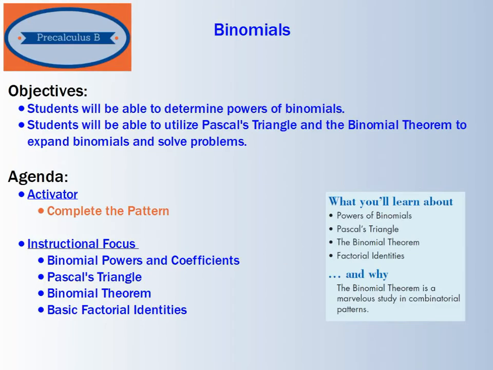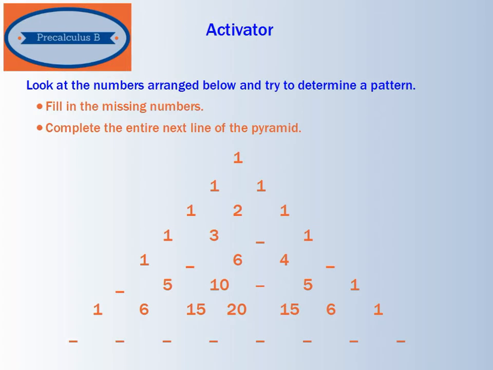For our activator, we took a look at that pyramid, the different patterns, and we asked you to fill in the missing numbers. Well, let's just take a quick look at that. If we notice, we started with a 1. In the second line, we had 2 1s. Then as we went below, we continued to add a 1 going outward. It always starts with 1 going outward, in both directions.